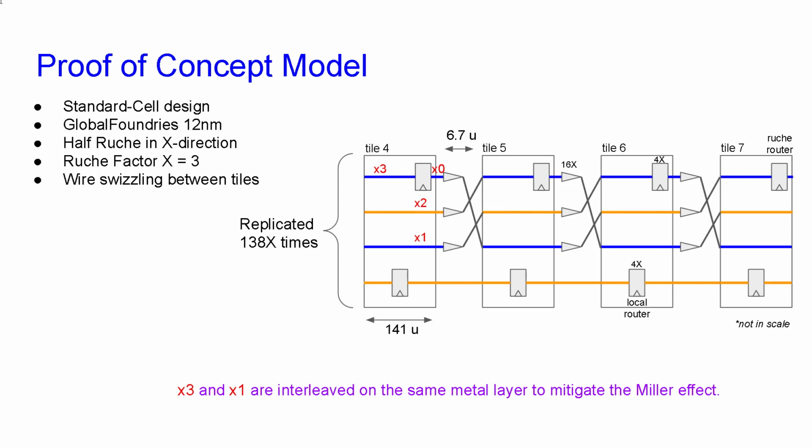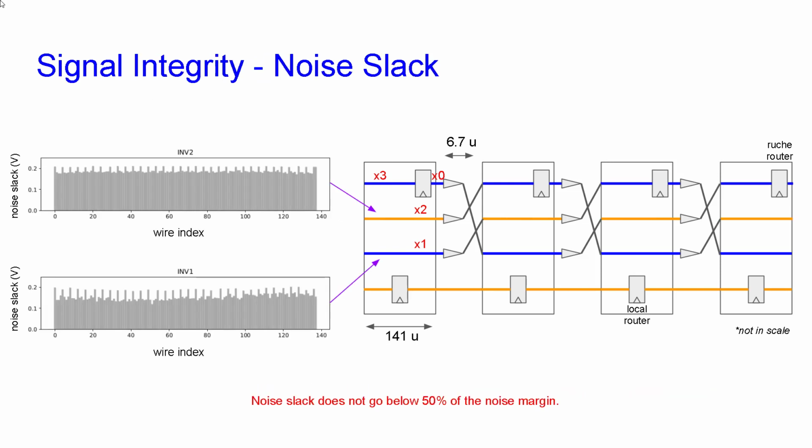In the diagram, we label the wire segments of the Ruche link from X0 to X3. We place X1 and X3 on the same metal layer because their signal arrival times are furthest apart, so it's the best way to minimize the Miller effect. We measure the noise on each wire and group them by bus type.